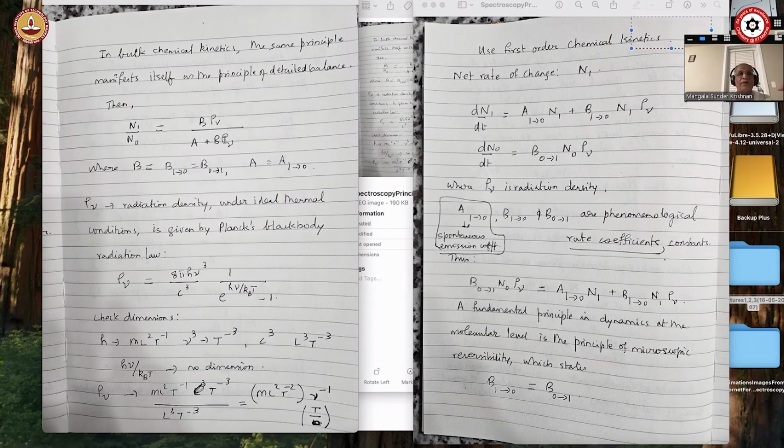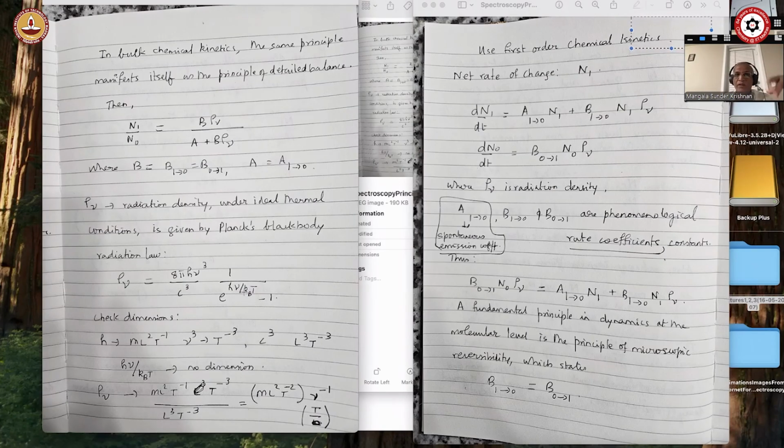So now, what is rho V? Rho V is the radiation density. Now if the whole thing happens in an isolated sort of a cavity-like thing, that is controlled absorption and emission, then it follows very similar to the black body radiation law, which was the first thing that Max Planck came up with, and he gave a formula for the radiation density rho V by this particular formula to change the whole of physics.